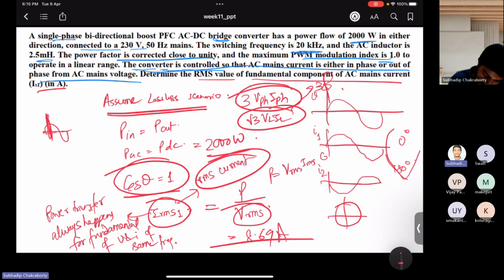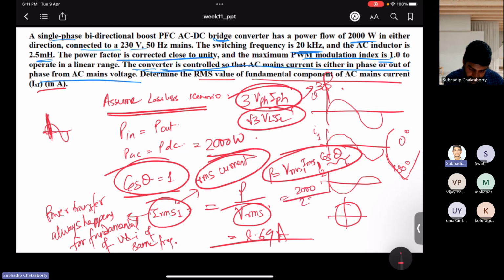For your convenience, I am writing I RMS 1 into cos theta. Cos theta is 1. So P by V RMS 1, where V RMS is 230 volts. So P by 230 volt is 2000 by 230. It is nothing but 8.69. So this is the answer, right? So next problem we are moving.